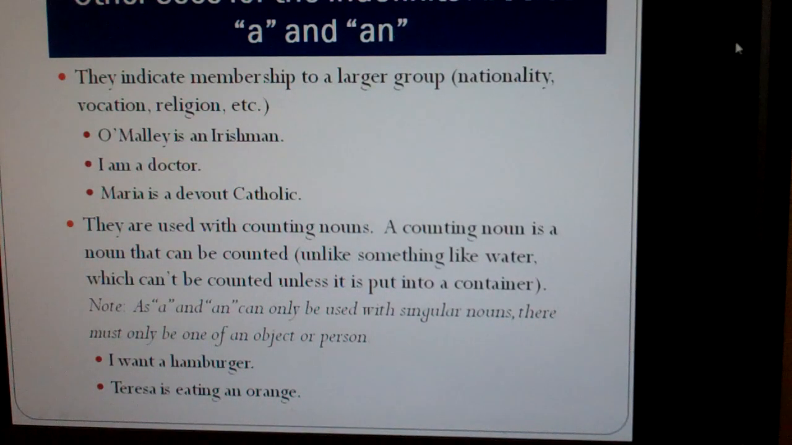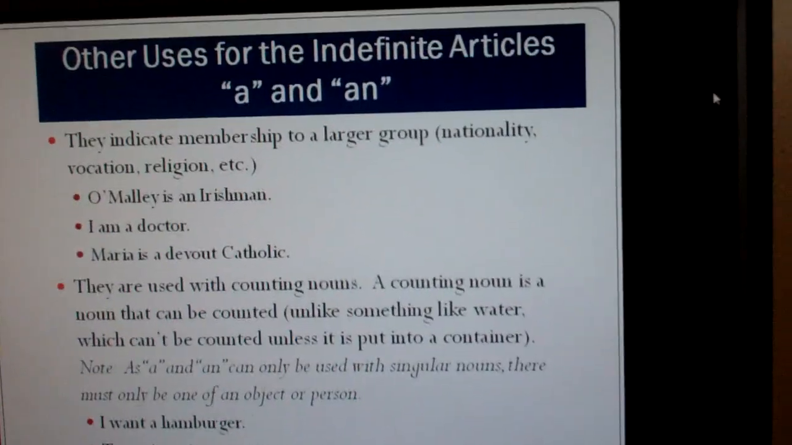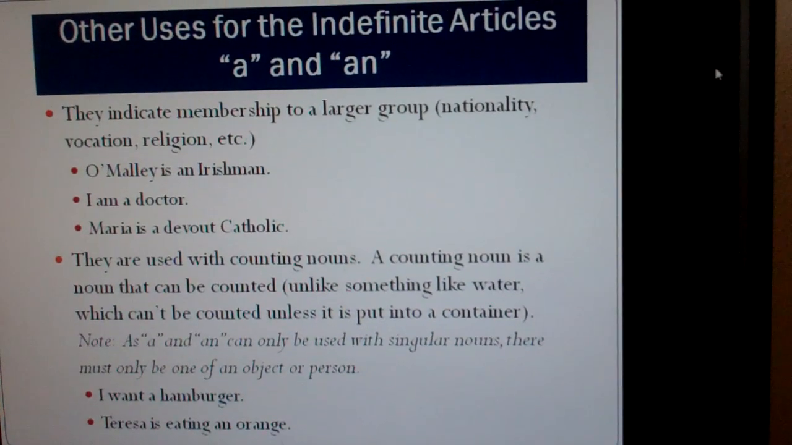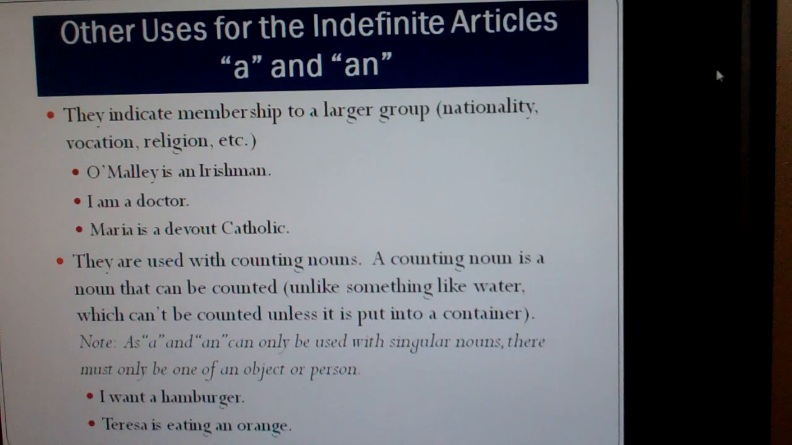Other uses for the indefinite articles a and an: they indicate membership to a larger group. Examples of this are nationality, a vocation, religion.